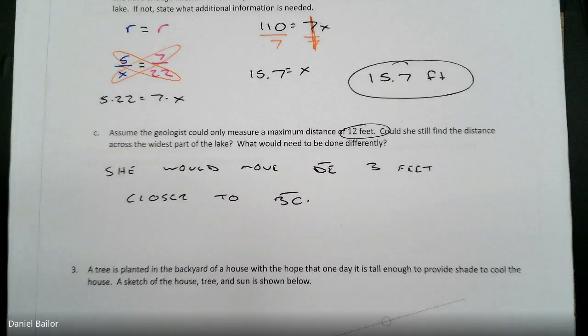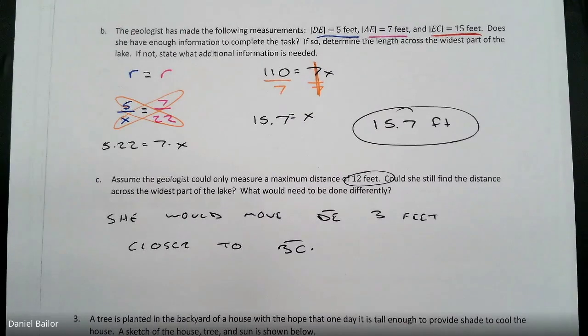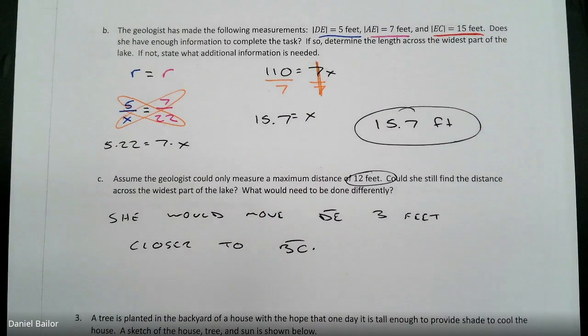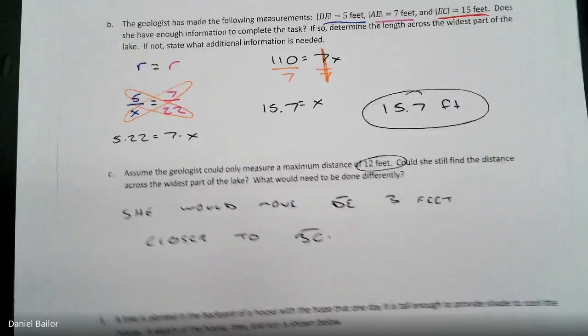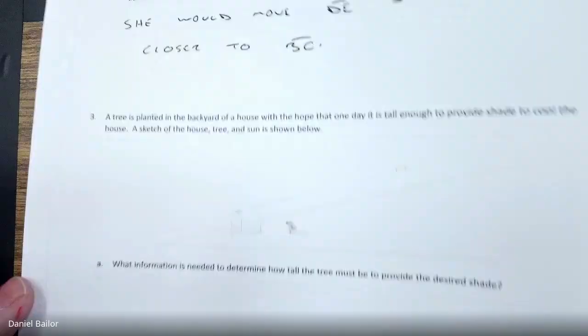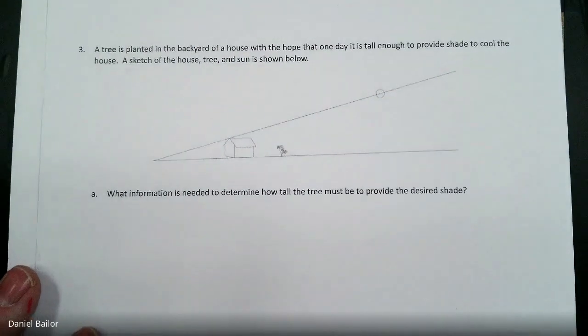So that's what we have. There we go. So hopefully you checked on that. Hopefully you understand how when we know triangles are similar, we can use the ratio equals ratio to find missing pieces. We have one more example we want to talk about. This is example 3, exercise 3. It's about a farmer planting a tree that they want to give shade to their house eventually.